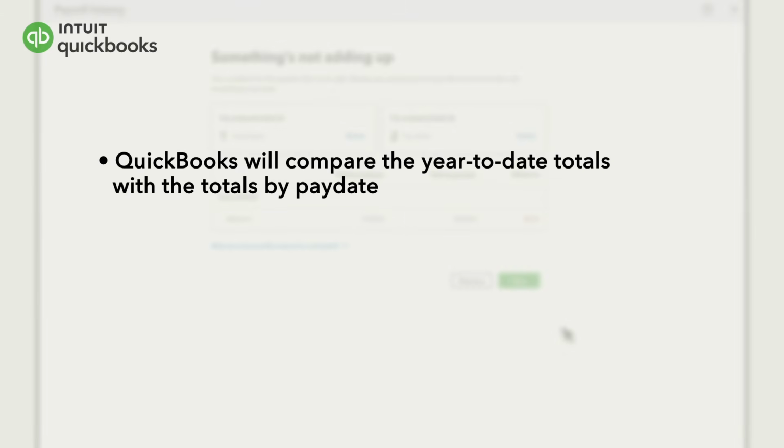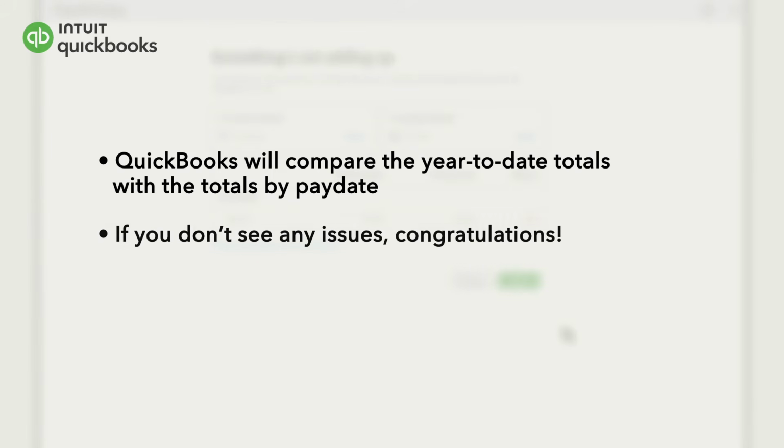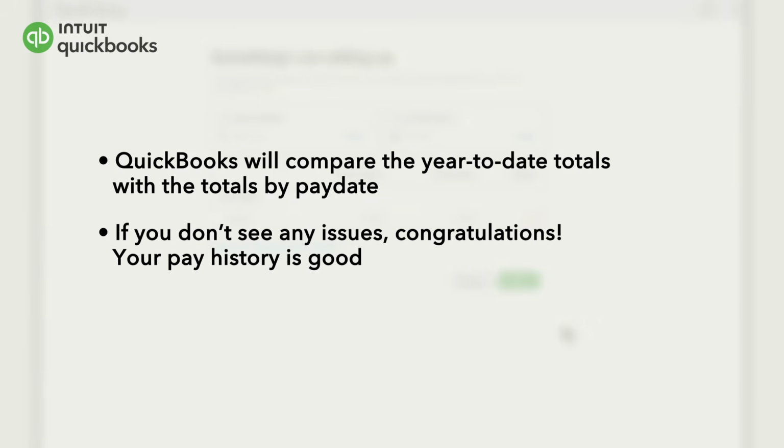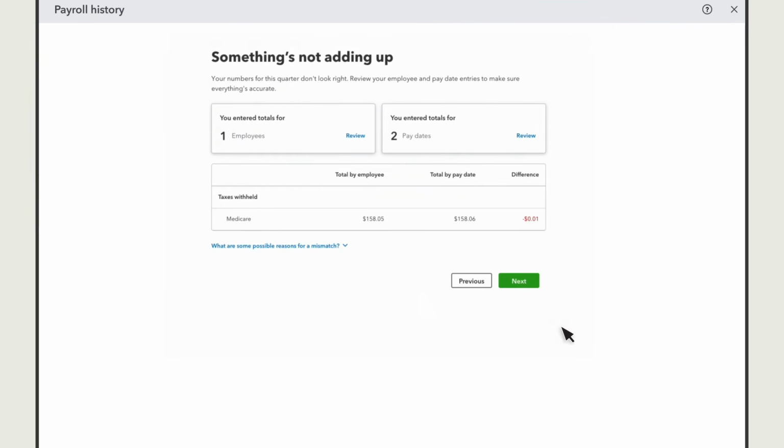QuickBooks will compare the year-to-date totals by employee with the totals by pay date. If you don't see any issues, congratulations! Your pay history is good. If there are issues, QuickBooks will show the items affected, the amounts, and the difference. Here's some of the more common issues.